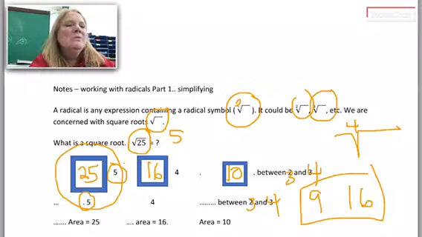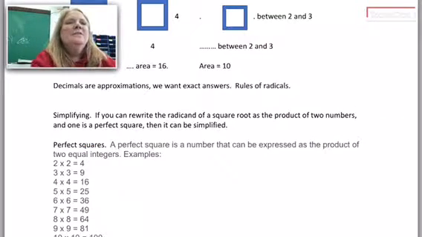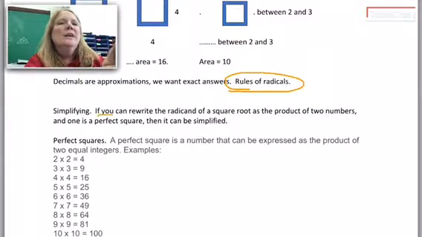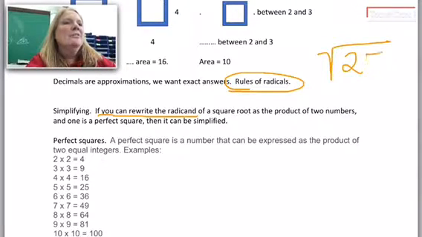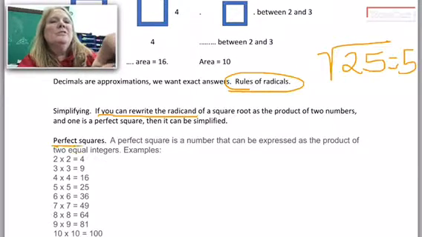But when we're dealing with radicals now, we want to look for some exact answers. So let's see where we go from here. Decimals are approximations, and we want exact answers. So we're going to look at some rules of the radicals, and first we're going to talk about simplifying radicals. In order to simplify a radical, if you can rewrite the radicand, that number, the square root of 25, the radicand is 25. Well, the square root of 25 we said is 5, so we don't need to worry about simplifying that one, because we can take a square root and it's what is called a perfect square.